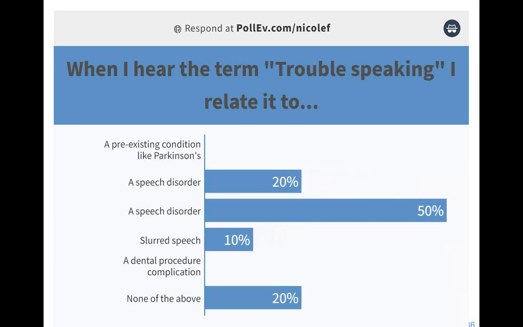Now, I'm just saying in your mind, what do you relate it to? Because obviously we know we can't take the term out of context, but just what different ways can you take "trouble speaking"? A speech disorder? Oh, I put speech disorder twice, sorry.